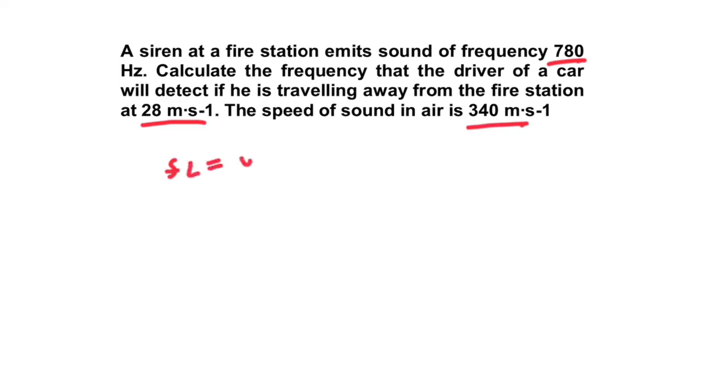F_L is equal to (V plus or minus V_L) divided by (V plus or minus V_s), multiplied by F_s. Sticking to the basics so far, this is the frequency, this is F_s, the frequency emitted. And then the speed of sound in air is 340. So we have 340 plus or minus V_L.